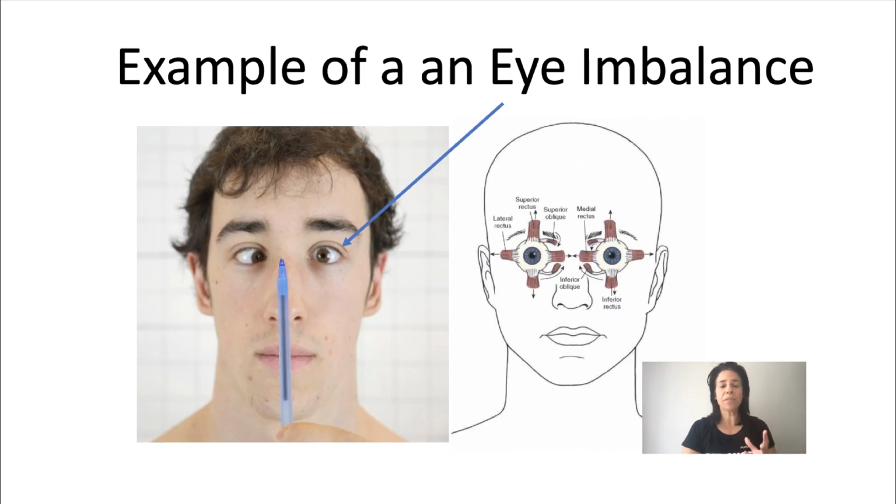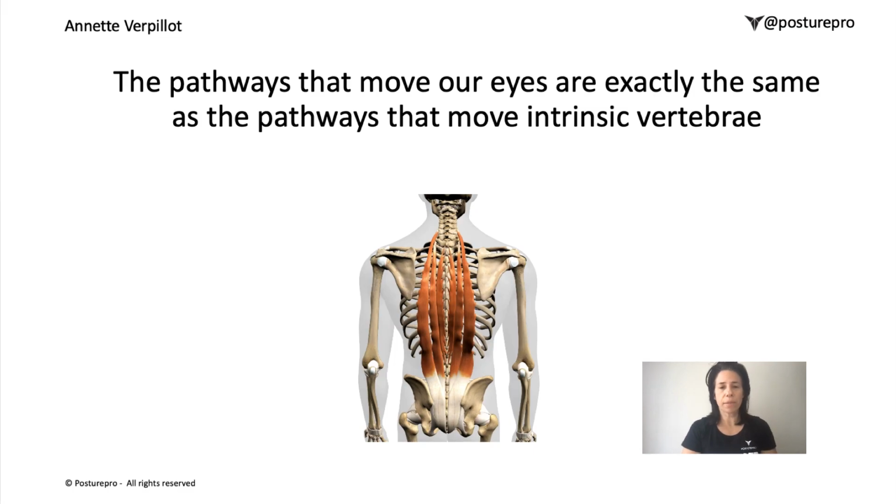So identifying an eye imbalance and fixing an eye imbalance is actually really important because it can help you align every single joint in your body, including your spinal cord. As a matter of fact, the pathways that move your eyes are exactly the same pathways that move the intrinsic muscles of your spine reflexogenically.